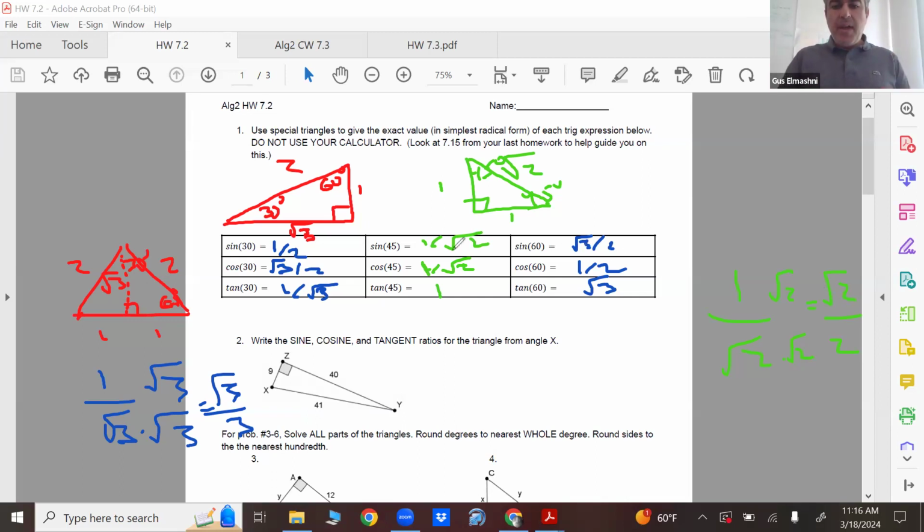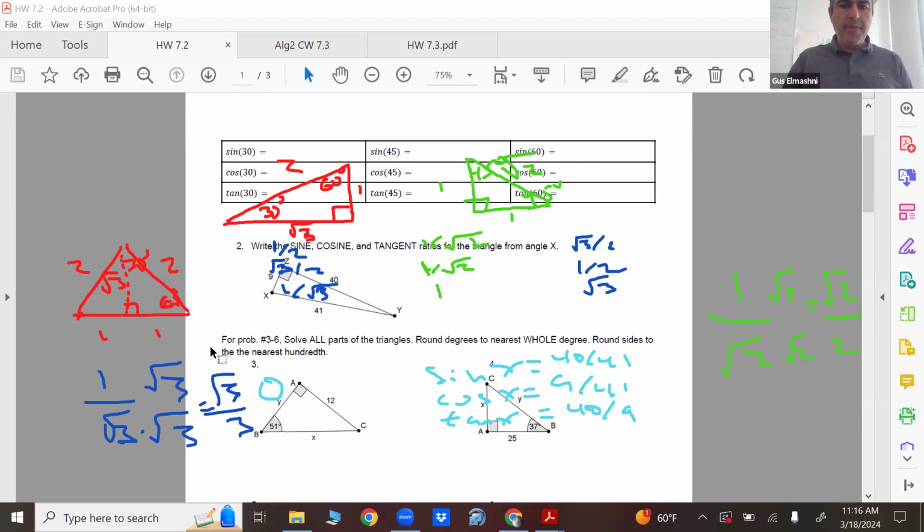Now for 2, it's not your typical triangle. It's not like the ones in red and green. It's just a right triangle that follows the Pythagorean theorem. And angle X is right here. So sine of X is easy, that's 40 over 41. Cosine of X is easy, that's 9 over 41, because remember, you're doing adjacent over hypotenuse. The adjacent is 9, right next to X. Of course, 40 is opposite. And tangent is opposite over adjacent, that's 40 over 9. All right, let me take a screenshot here. Great. All right, let's keep moving.